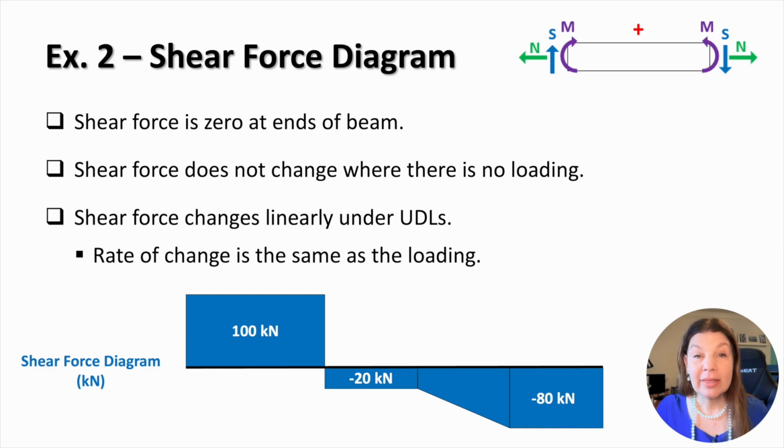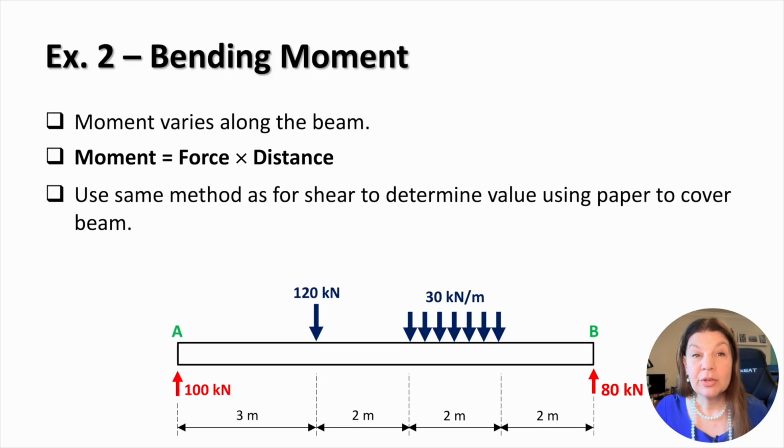It doesn't change where there is no loading, so the diagram is horizontal in unloaded regions. Under uniformly distributed load, it changes linearly, and the rate of change of shear is equal to the load intensity. These are some useful rules to remember when you're sketching the shear force diagrams quickly. We'll use the same cover-up idea, taking moments around the edge of the paper or around the cut section.